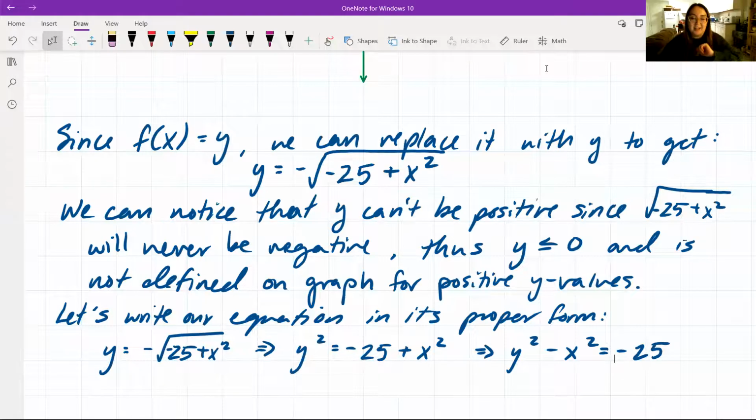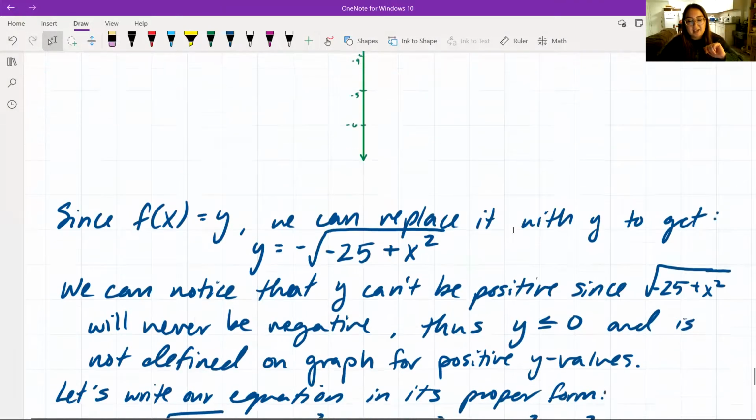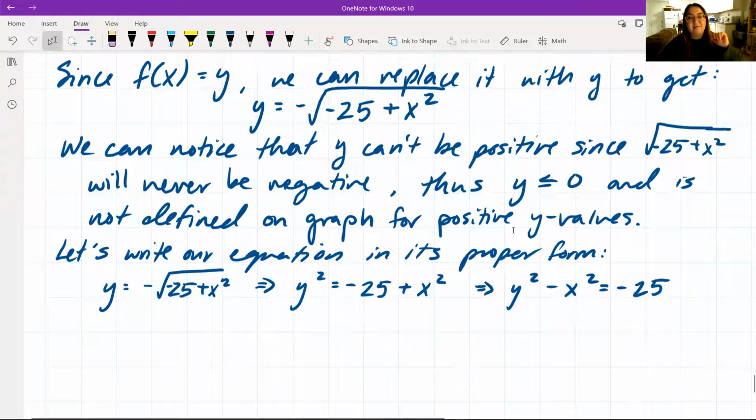I apologize. I realized that I dropped the negative from our original equation. 25 was supposed to be negative, not positive. So I have filled in the negative once again. Everything said previously still holds up. What we see now is that we are left with y squared minus x squared is equal to negative 25, where we definitely don't want our equation to be equaling any negative number.